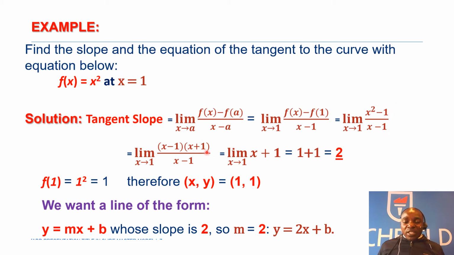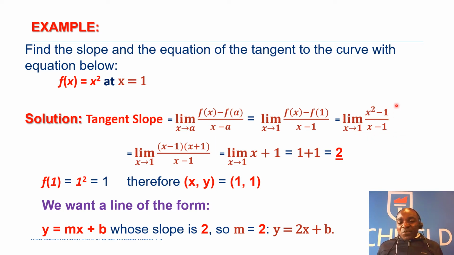Now on the denominator we have x minus a. In place of a we also put 1, so we have x minus 1, and in place of x approaches a, we have x approaches 1. So this is the expression that we end up having. But we can't solve this limit by direct substitution of the value 1 in place of x, because we'll end up getting a denominator of 0.